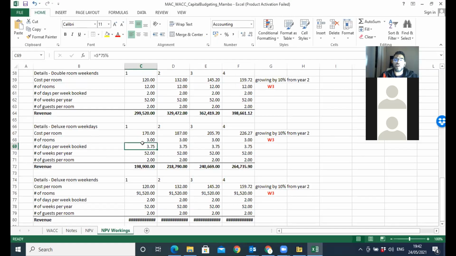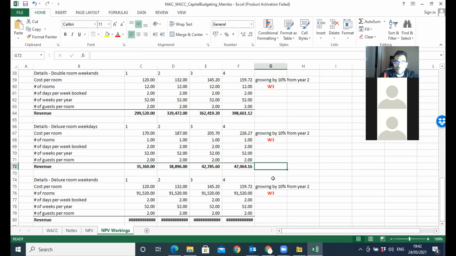So what we're going to have to do over here is 2 weekdays. So remember now, where are we? Okay, so are you happy that over here it is 100 and the cost per room is 170. There are 3 deluxe rooms, but how many rooms are booked per week? There's only 1. So we're going to change that to 1. Are you happy? The number of days per week is 2. They told us that. The number of weeks per year, 52. They told us that. And number of guests per room, 2. So that is what I would get to.